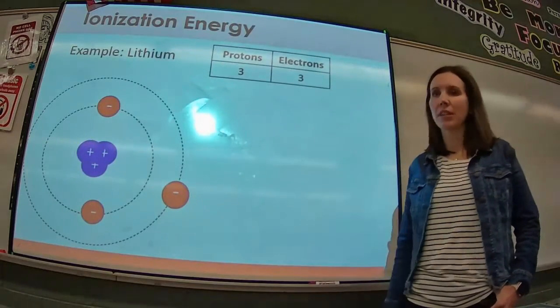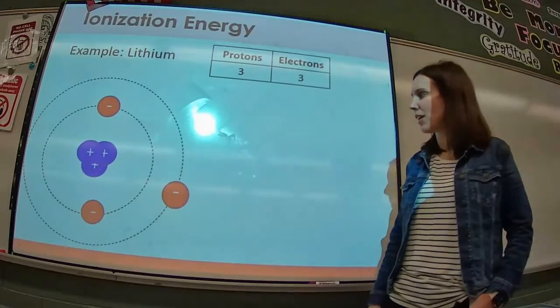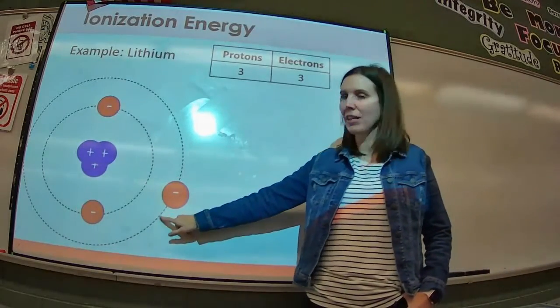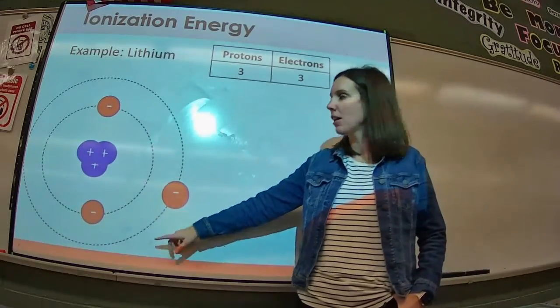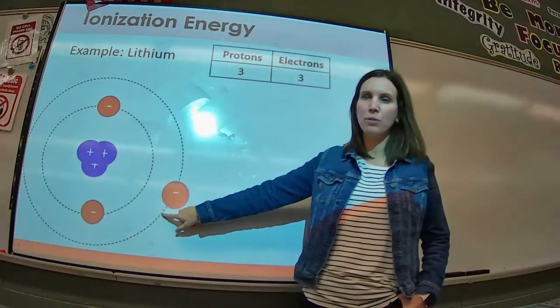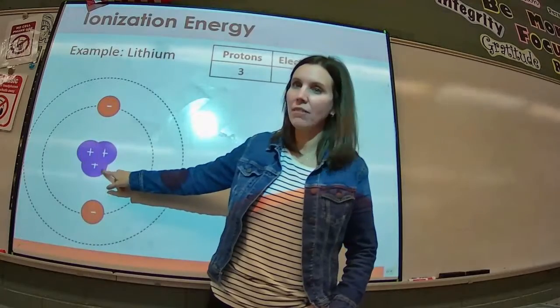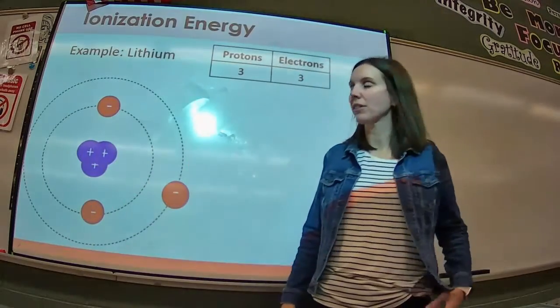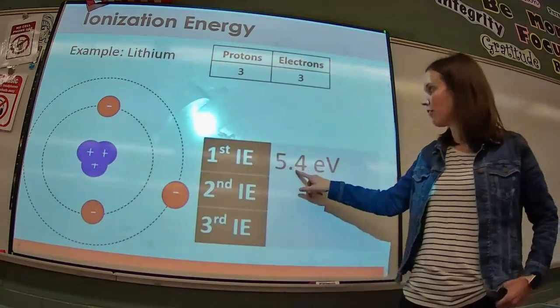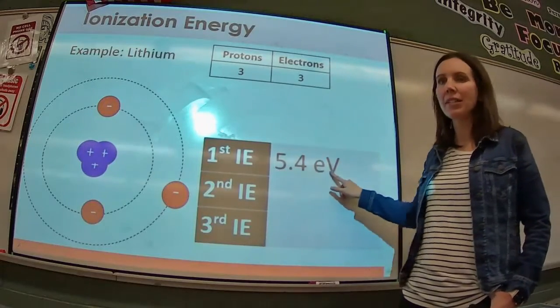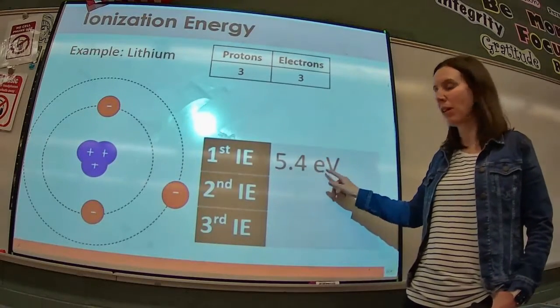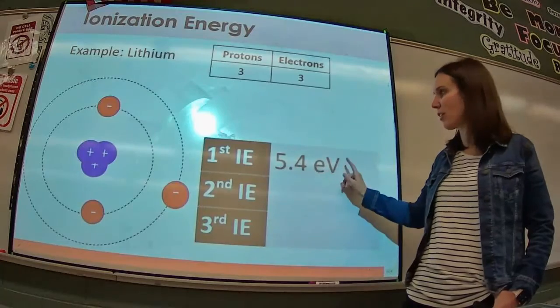So here's lithium, and lithium, in addition to having an additional electron, now has another energy level, right? So n equals 1, n equals 2. We have 3 protons in the center of our atom, and we have 3 electrons. So this time, when we look at our first ionization energy, that ionization energy is really small. It's 5.4 electron volts.